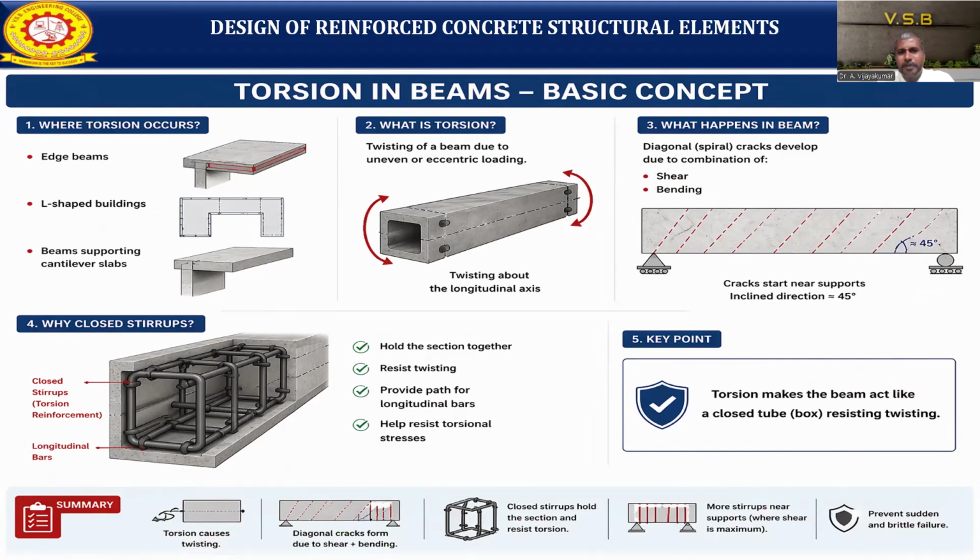Okay. What is the conclusion for this torsion? Torsion causes twisting about the longitudinal axis, so diagonal cracks form due to the combination of shear as well as bending. For that, we need to provide closed stirrups to hold the section and resist the torsion. So more stirrups are needed near the support where the shear is maximum, while coming to the mid-span, we can reduce the stirrups. To prevent sudden and brittle failure, we need to provide proper detailing of the torsion reinforcement.